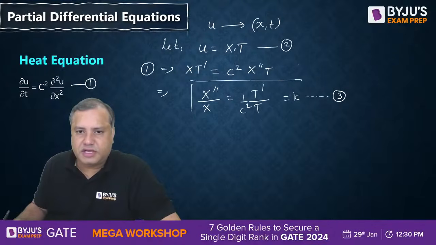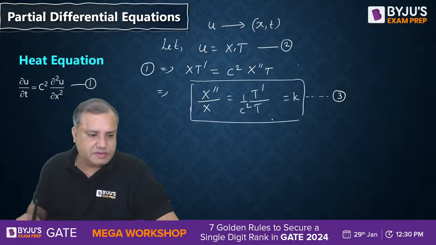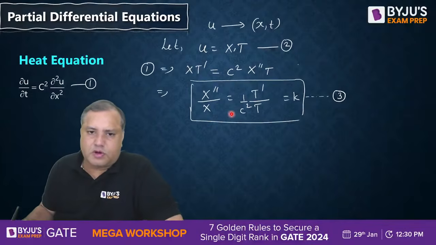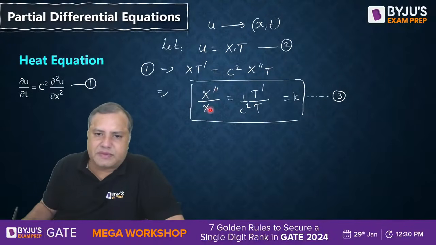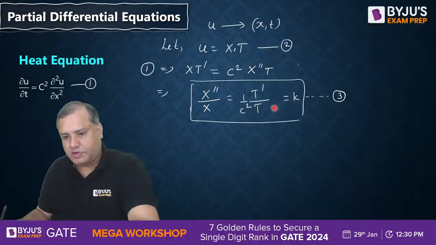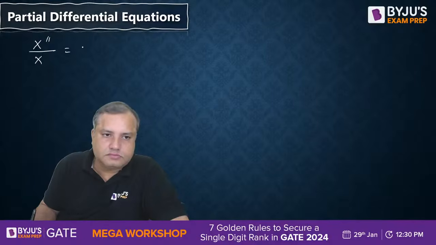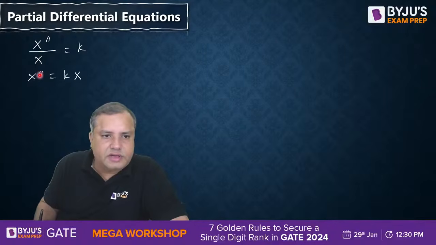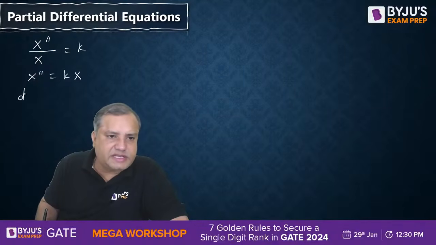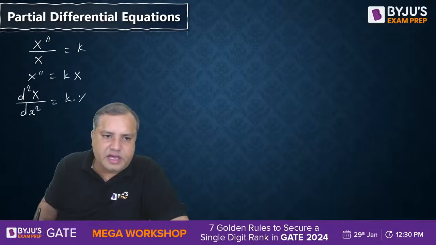This is the equation after separation of variables. After separation of variables, we got this one. Now consider x double dash upon x equal to k. Okay. Now see here, x double dash equal to kx. X double dash is d square x upon dx square, and kx.